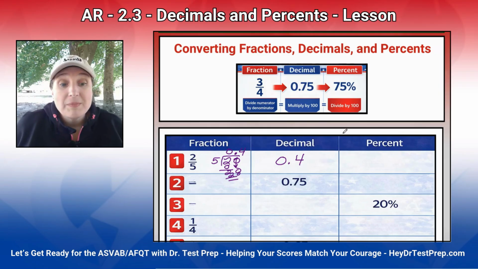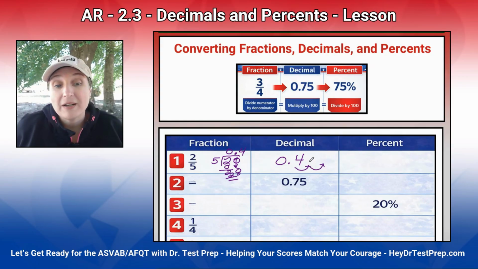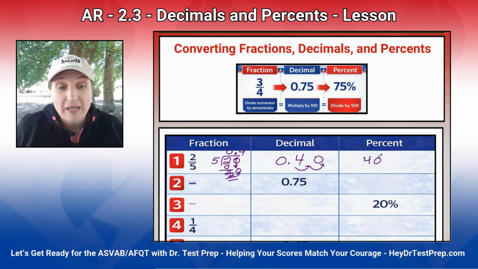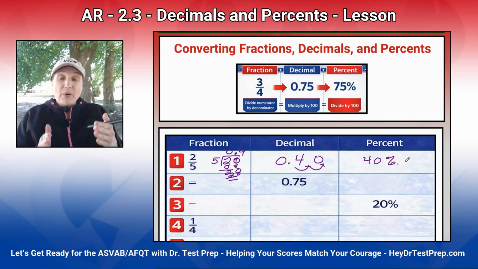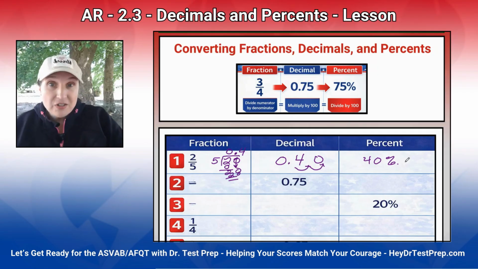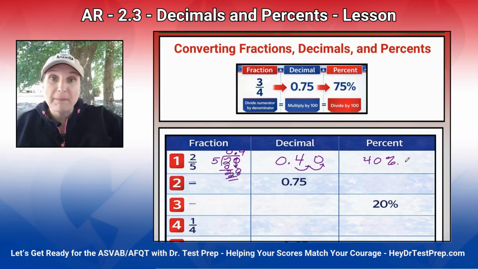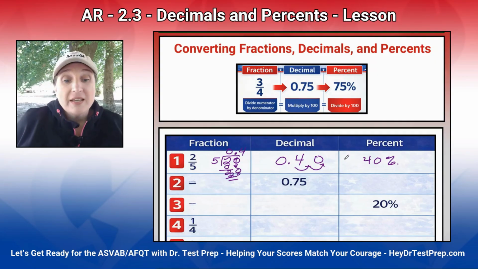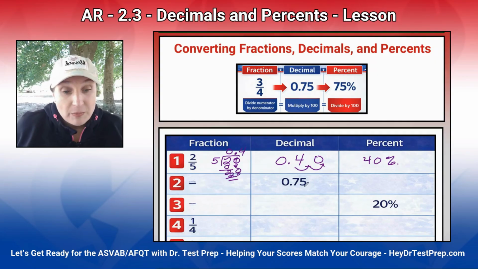All right, now our next step to get to percent is we move the decimal point 2 places. That's the same thing as multiplying by 100. So 0.4 is actually 40%. And if you think about it, 0.40 is 40 cents. Percent is out of 100, 40 cents, 40%. Here, it's super easy to go to a percent: 75 cents, 75%.